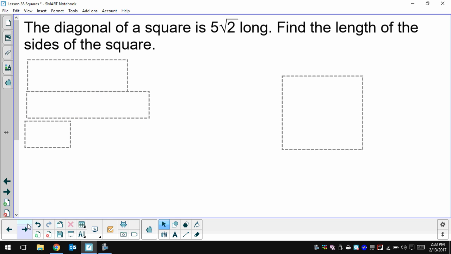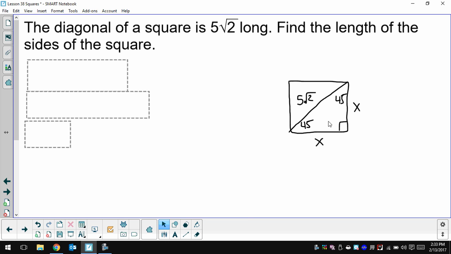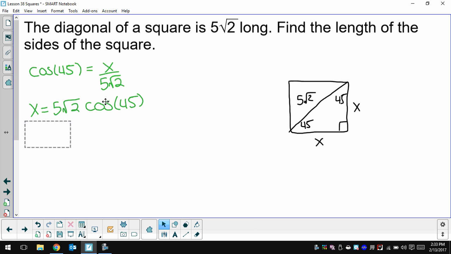So this is just a little bit of a variation on those two problems, in that I just tell you about the diagonal of a square. So I'm going to draw the square. And if I want to find the length of one side, I'm just going to use the trig option because that's what I like best. So I'm going to use cosine, multiply both sides by 5 root 2, and I can put this straight into my calculator. 5 times root 2 times cosine of 45 gives you 5.